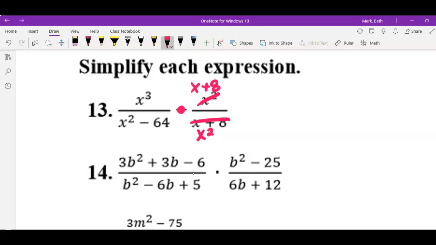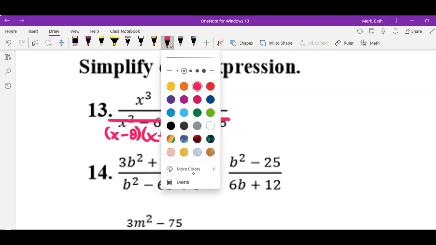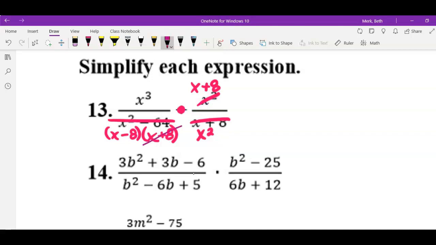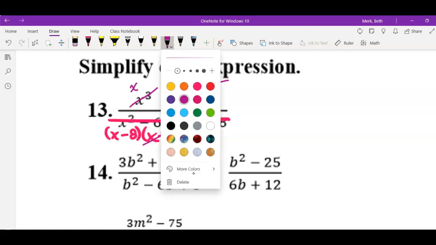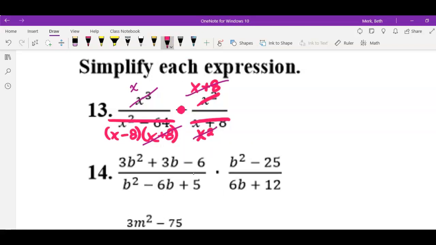The first fraction, we could factor the denominator. And before we multiply, we could also eliminate some of these factors. X plus 8 and x plus 8 will eliminate. Right here, I have 2 x's on the bottom and 3 on the top, which leaves behind 1 x on the top. So my final answer, on the top I have just x, and on the bottom I have x minus 8.